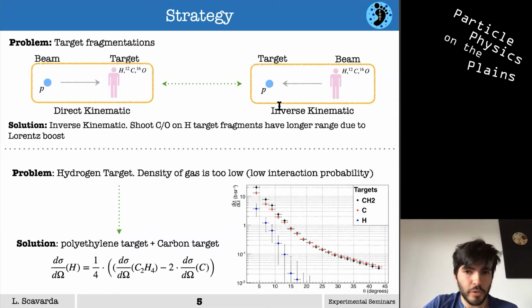But there is a second problem, because we can't use a hydrogen target because the density of the gas is too low and also the interaction probability is low. So we will use a combination of two targets, a polyethylene and a carbon one. From the subtraction of the two cross sections with the two different targets, we can find what we need.